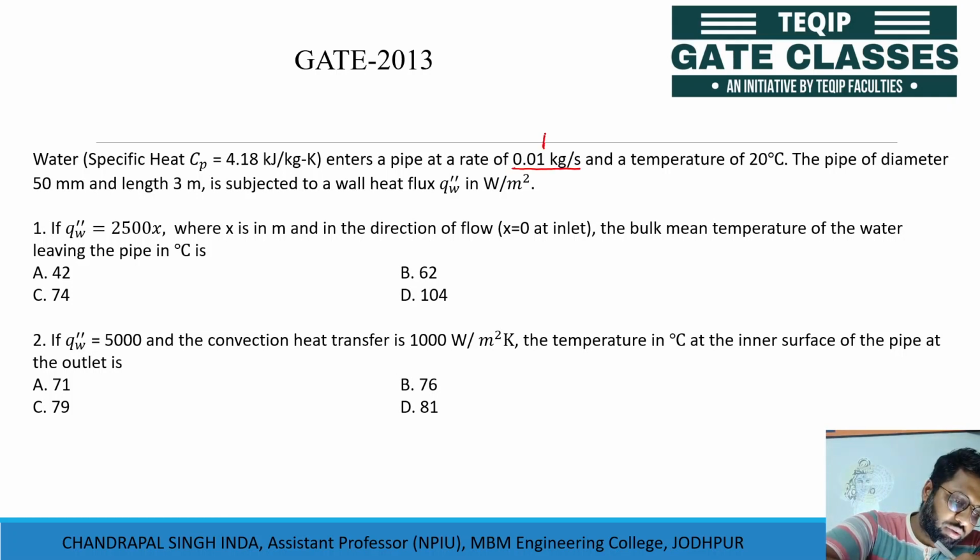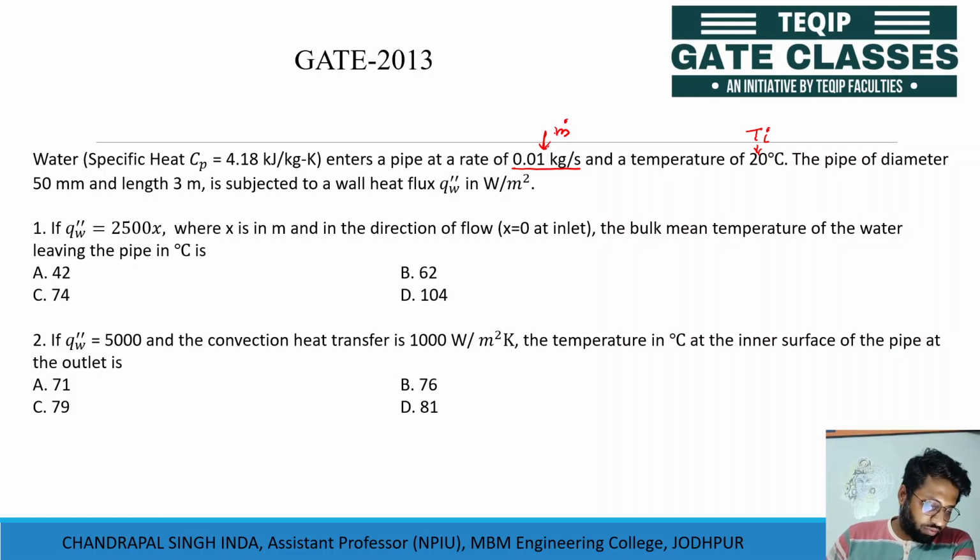So this is equal to m dot, and temperature of 20 degree centigrade. So Ti is given, the inlet temperature of the fluid is given. The pipe, whose diameter and length are given, is subjected to a wall heat flux q wall in watt per meter square.